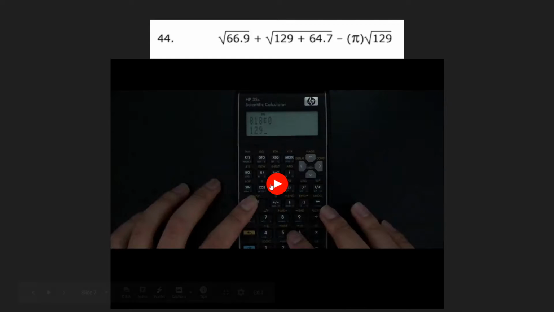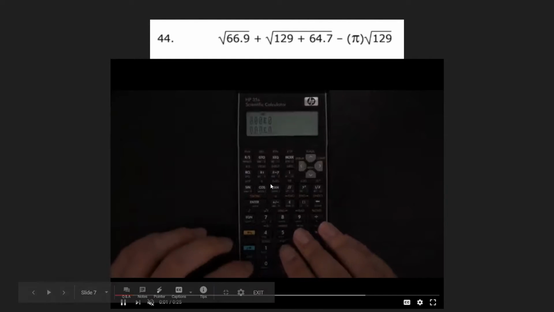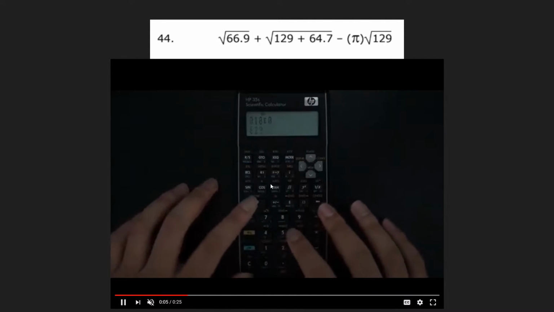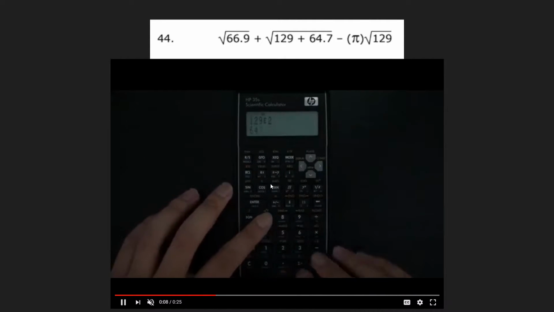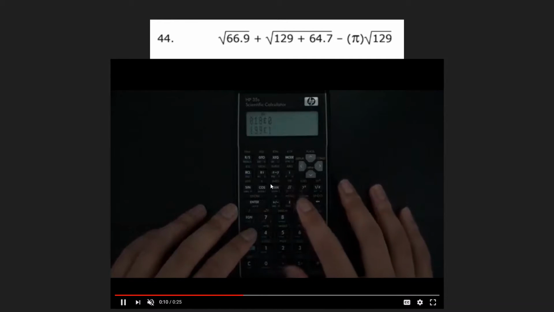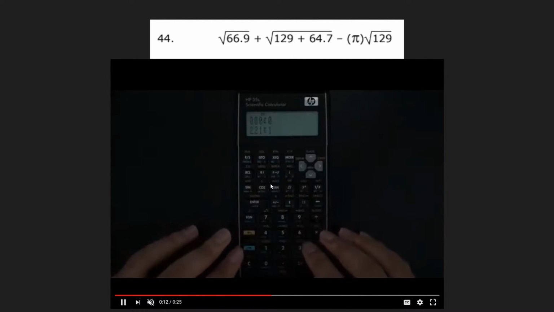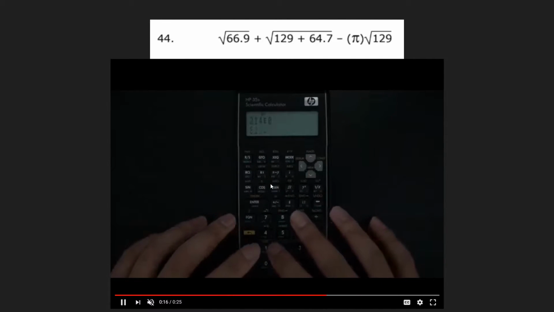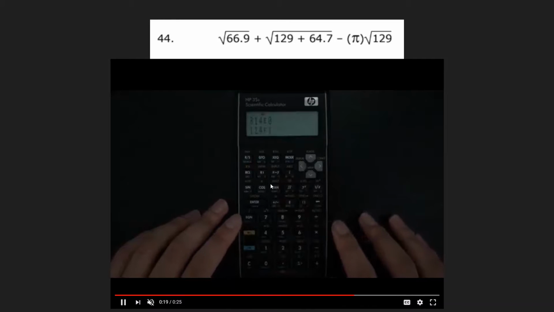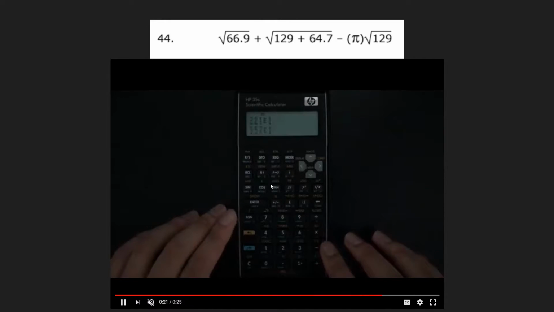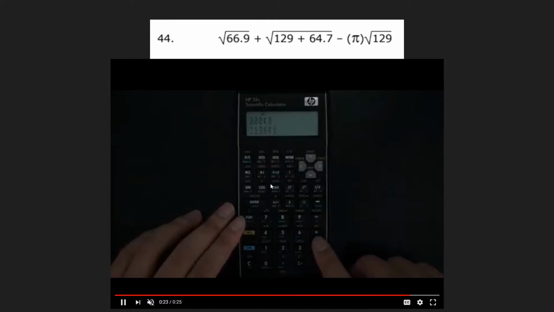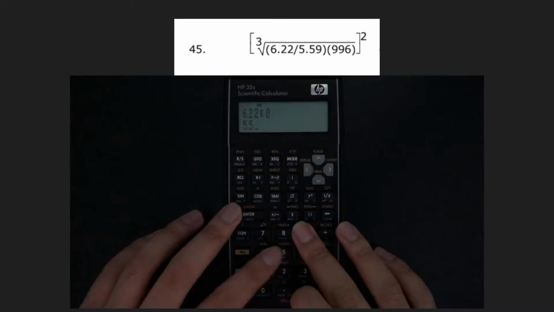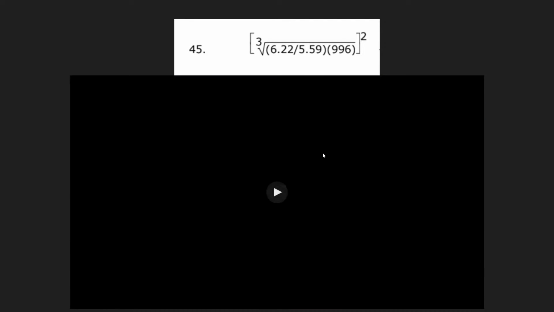Alright, in question 44, I'm going to start off by putting in 66.9, square root, 129, enter, 64.7, I add, square root, and add again. Now I start off with yellow shift key and cosine for pi, 129, square root, multiply, and then subtract. Question 45.